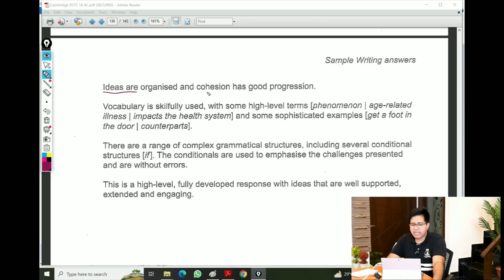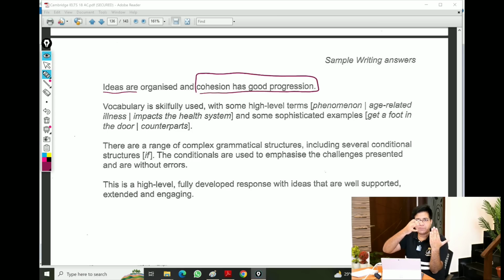Ideas are organized and cohesion has a good progression. Cohesion has a good progression means once the main point, explanation of the main point, conclusion of the main point and all that. This is what we call well-developed ideas. Vocabulary is skillfully used, and you might have noticed they use simple words. Vocabulary is skillfully used with some high-level terms.